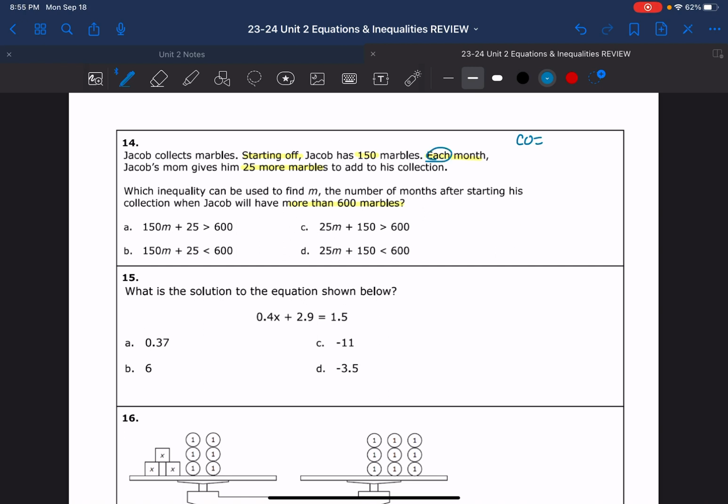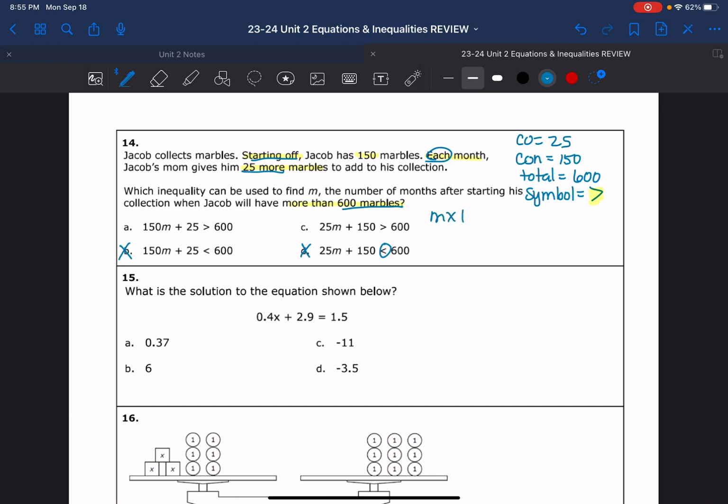Each month he gets 25 more, so that's 25. Well, starting off he had 150. On the other side of the equal sign, we want him to have more than 600 marbles. And of course, our symbol is going to be more than. So let's go ahead and knock off some things based on this alone. I know that it cannot be this symbol, so D's off the list, and so is B. So it's between A and C.